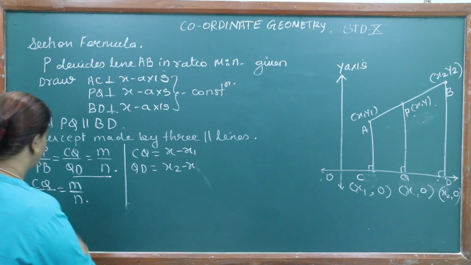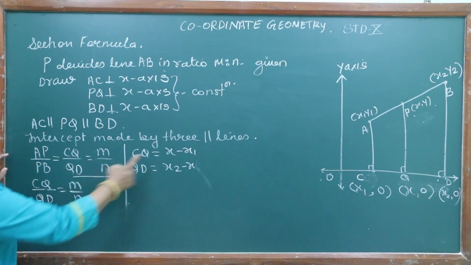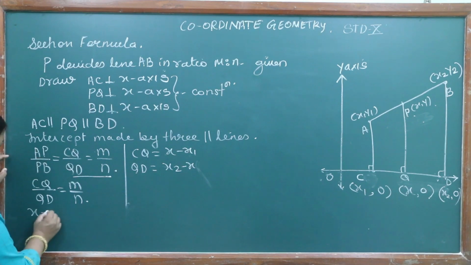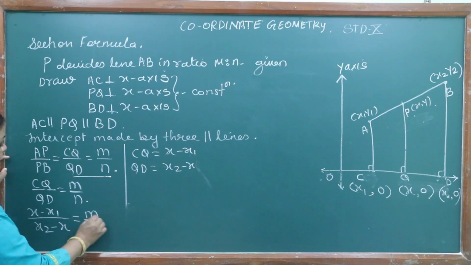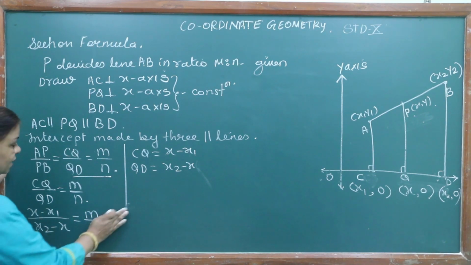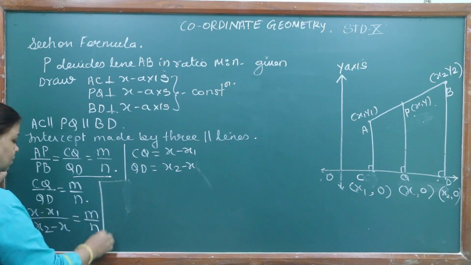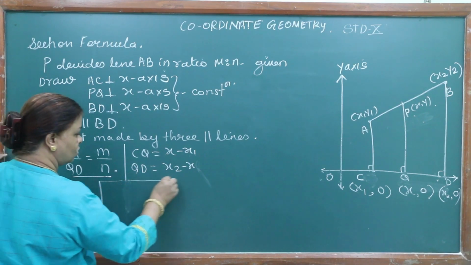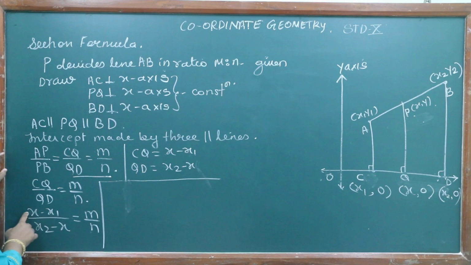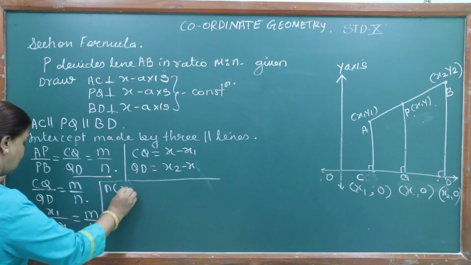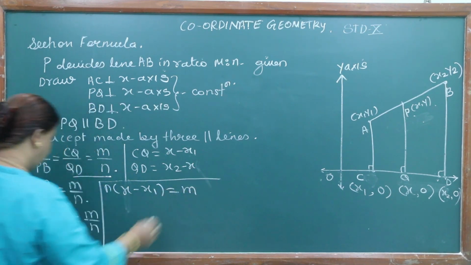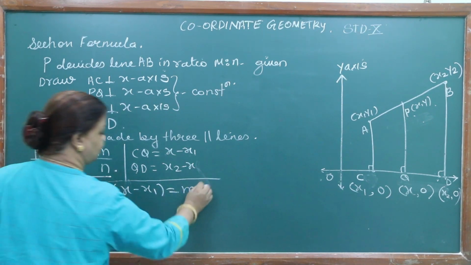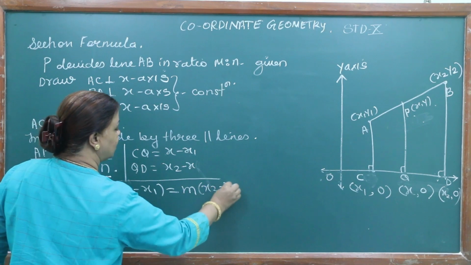After placing the value, what do I get? CQ is x minus x1 upon QD is x2 minus x, which is equal to m upon n. Now cross multiply. If I cross multiply, what do I get? n will multiply here. n times x minus x1 is equal to m times x2 minus x.